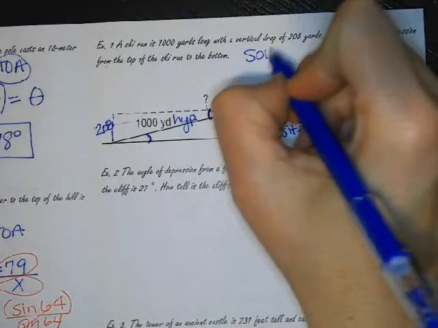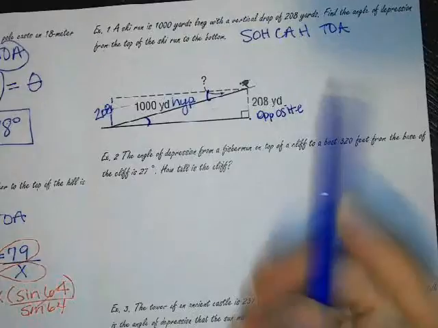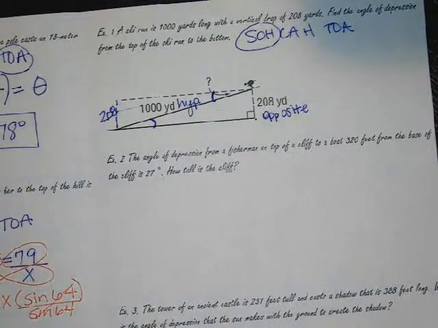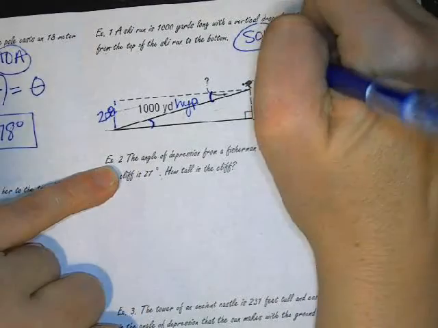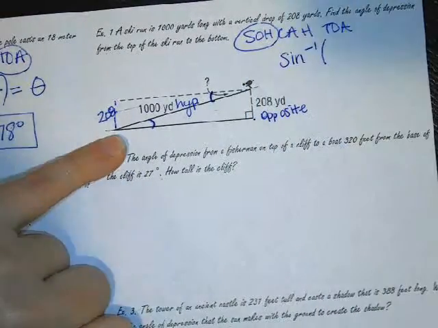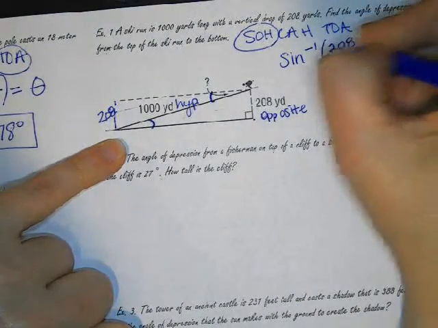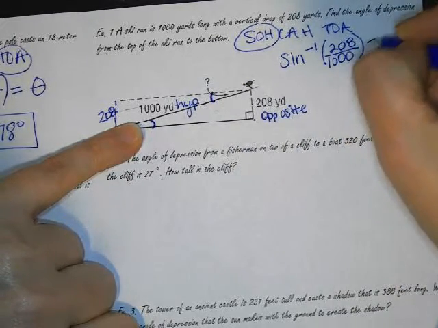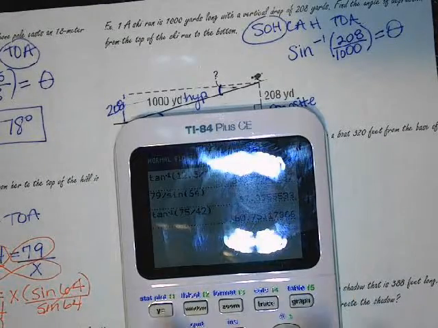So if I look at SOHCAHTOA, which one uses opposite over hypotenuse? That's SO. Okay? And we're looking for an angle, so we're going to use sine inverse. And now we're going to write our fraction. Opposite is 208, and hypotenuse is 1,000. So that equals our theta, and then you just type it on your calculator.